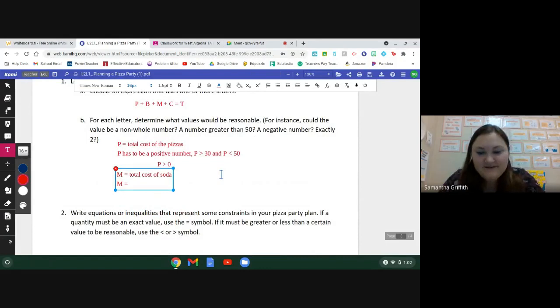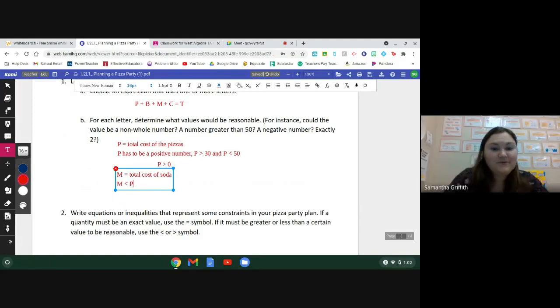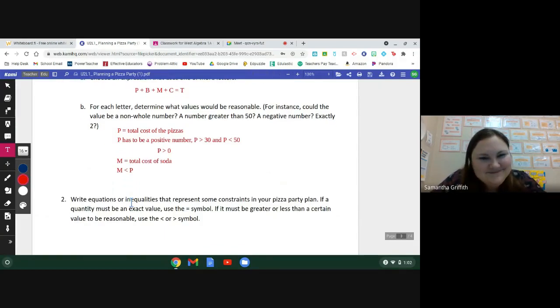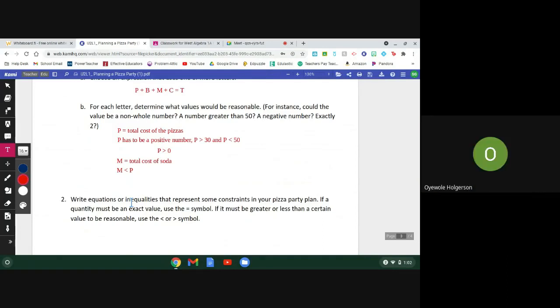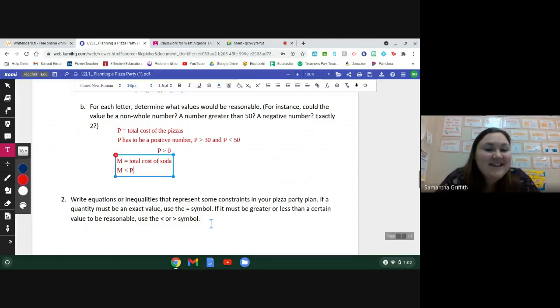Can I use less than? You can. Okay. M is less than the cost of the pizza. So tell me what this is saying. If we say M is less than the total cost of the pizza, what does that mean in this situation? It's smaller than the cost of pizza. Yeah. It means that the total cost of the soda is less than the total cost of the pizza. It means you're going to spend more on pizza than you're spending on soda. You do not want to spend all your money on Pepsi and not get any pizza. That's another example of a constraint. That's nice.